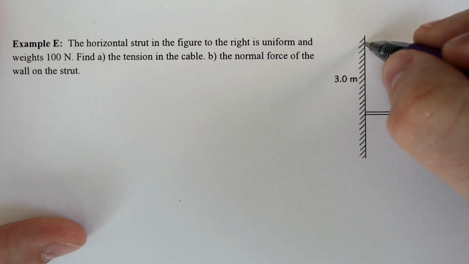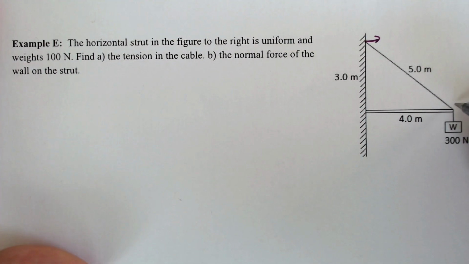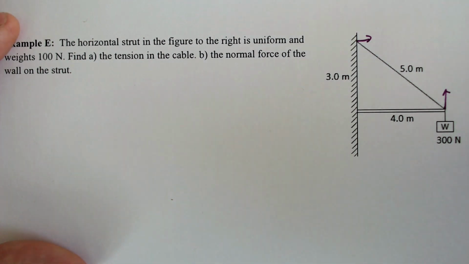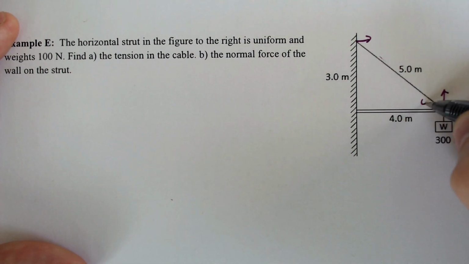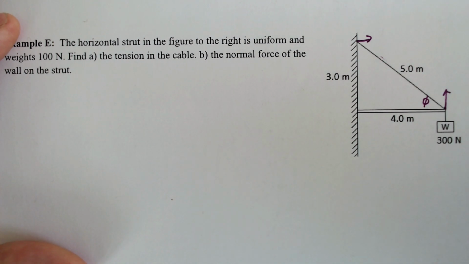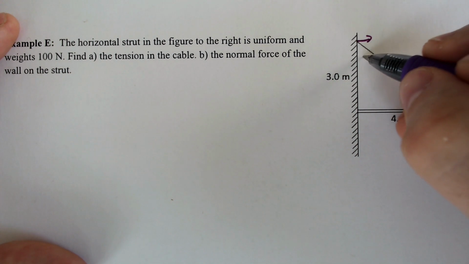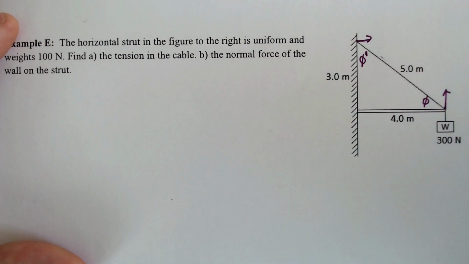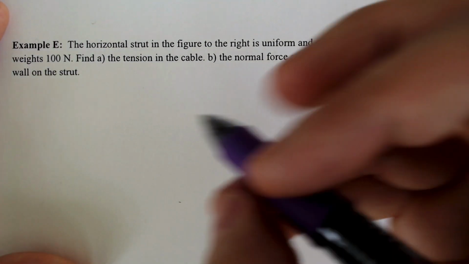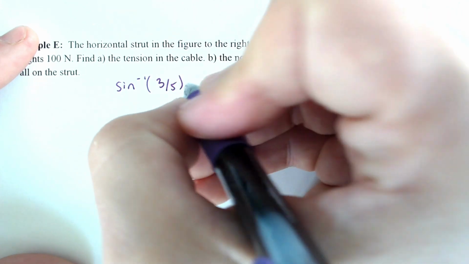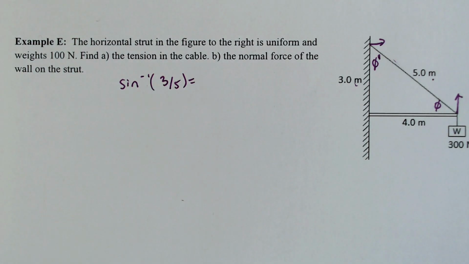So the normal force on the wall will be this part, and the force of tension is only going to be the vertical portion of the tension of this cable, this 5-meter long cable. Okay? So the first thing we may want to consider doing is finding that angle so that we know how much is going to apply to the horizontal, and would also help to find this one over here, which I'm going to call theta prime. In order to do that, we have opposite and hypotenuse. You could do sine inverse of 3 over 5.